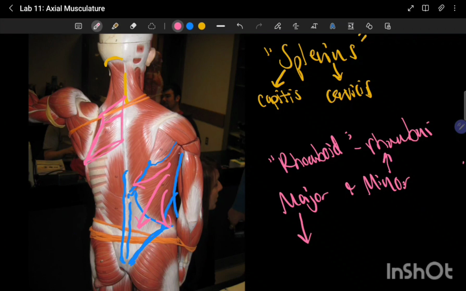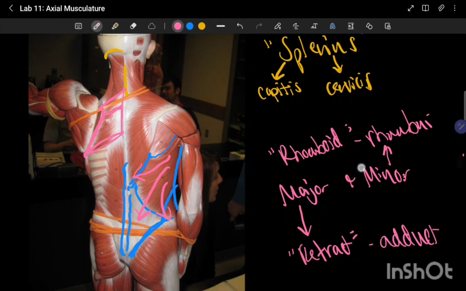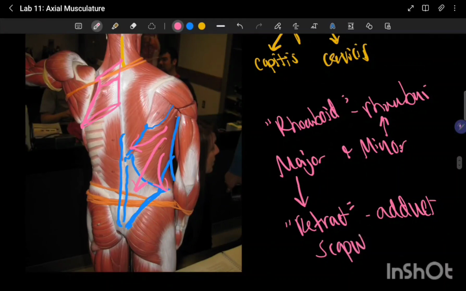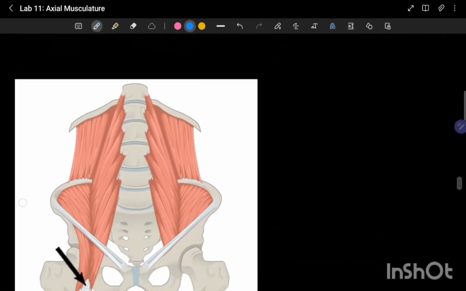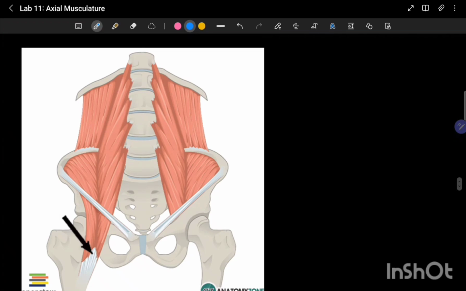And these are going to help adduct the scapula, or retract the scapula. So again, we're trying to squeeze the shoulder blades together towards that midline. These terms can be used interchangeably: scapular adduction or scapular retraction, retracting towards the midline. Okay, that is everything in the superficial back. We're going to quickly go through some deeper muscles, and then we will finish off with our iliopsoas. So we are almost there.